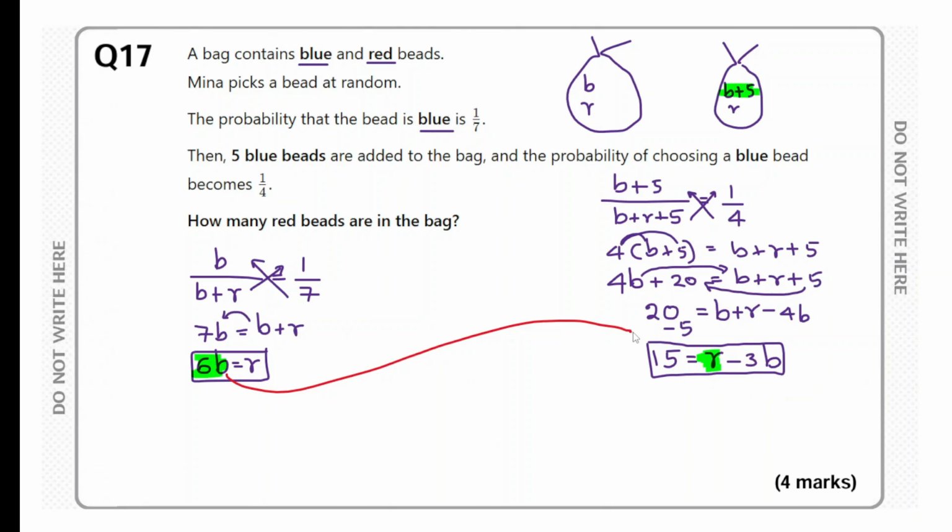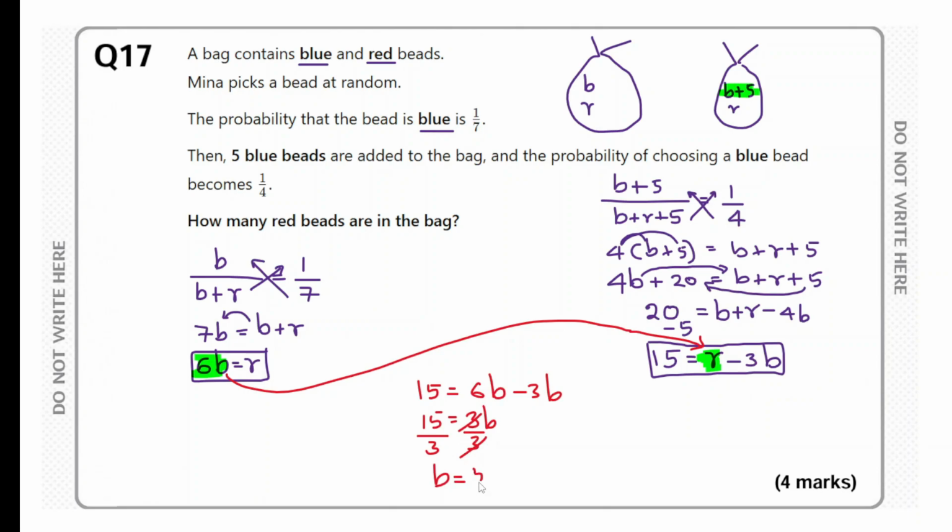15 is equal to 6B take away 3B. 15 is equal to 3B. Obviously, divide both sides by 3. The number of blue counters, beads, is 15 divided by 3, 5.